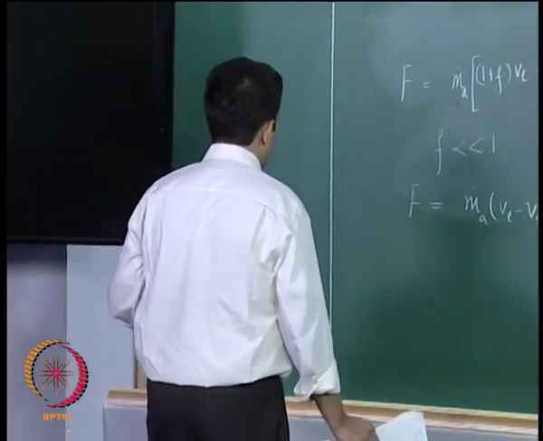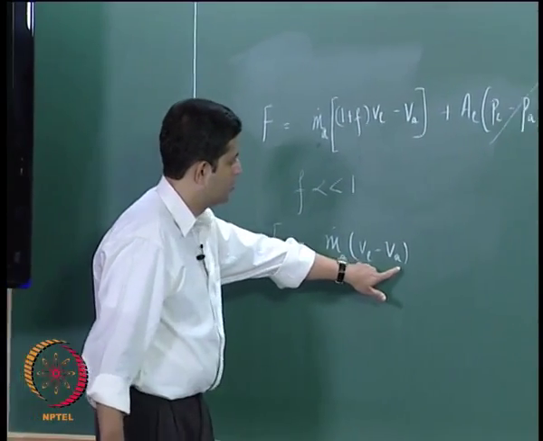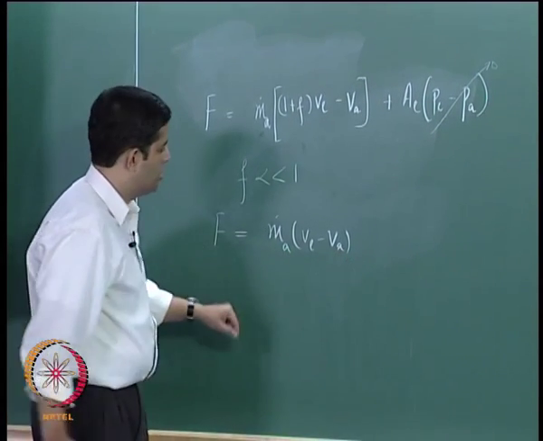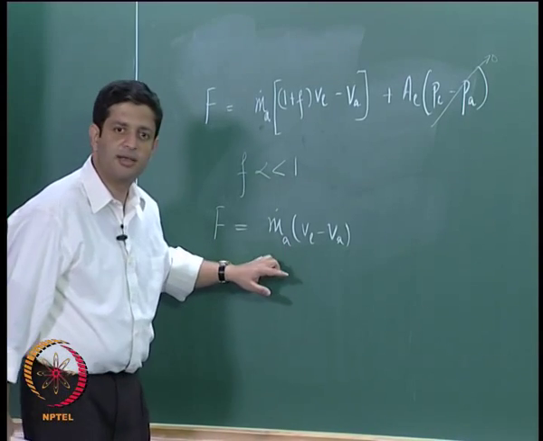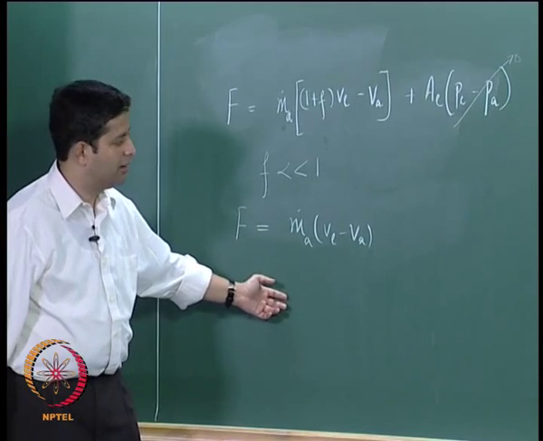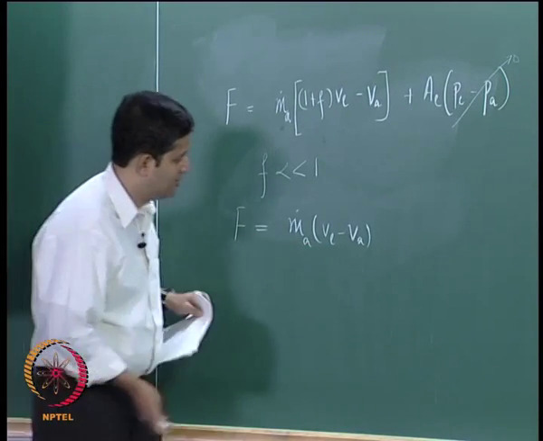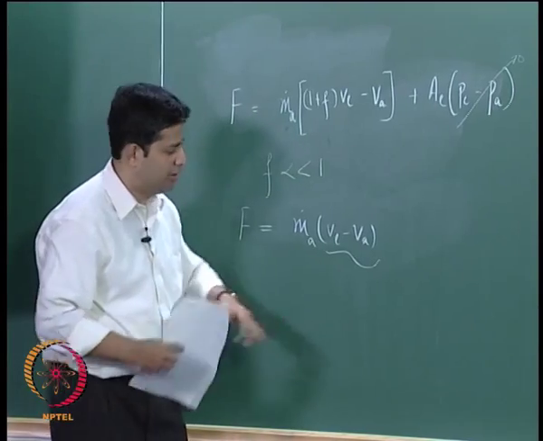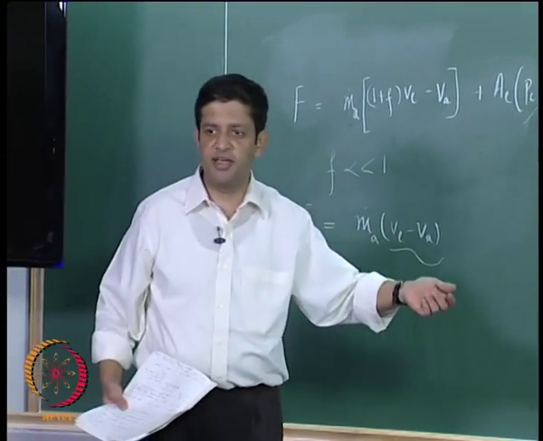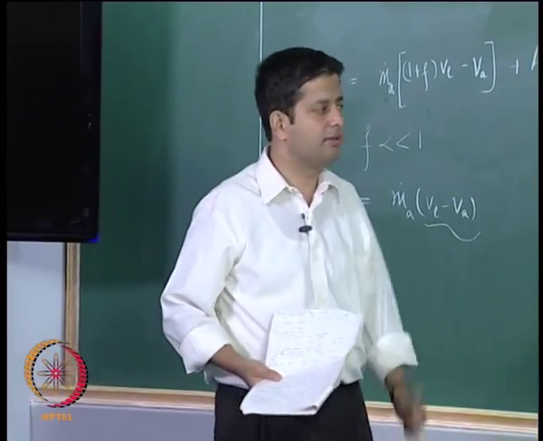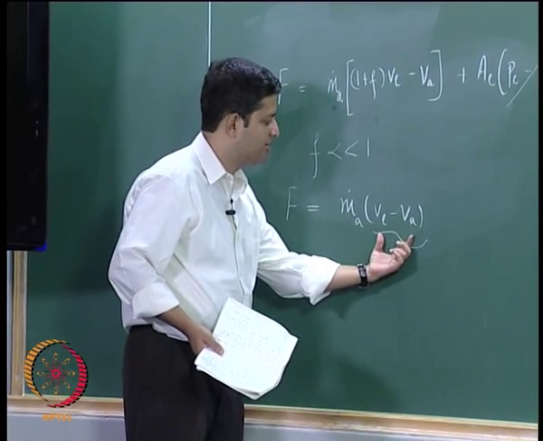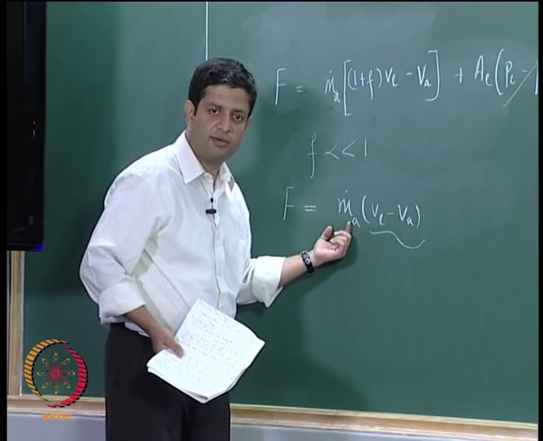One is, if you get the same thrust by increasing this part, that is one way, or you can get to the same thrust by increasing the mass flow rate through the engine. Now, what is done in a turbojet is that you increase the velocity differential. VE is much greater than VA, and therefore you get a high thrust. Now, you can get the same thrust by having a smaller VE minus VA, but a larger mass flow rate.